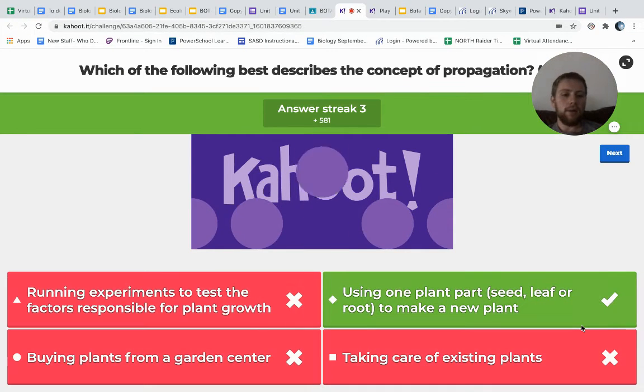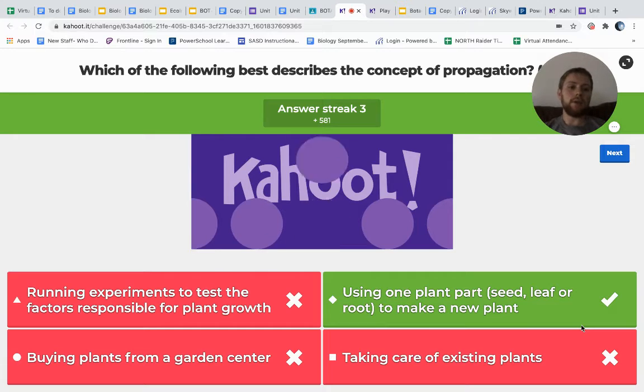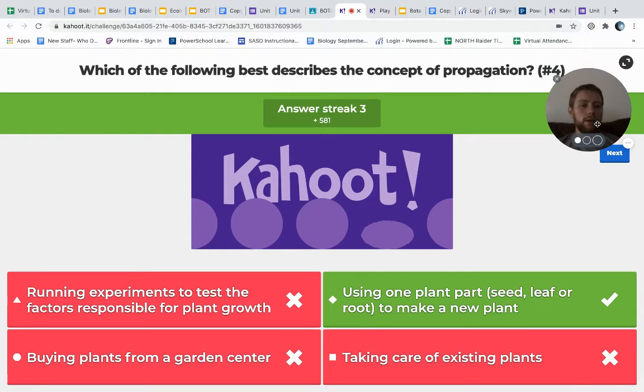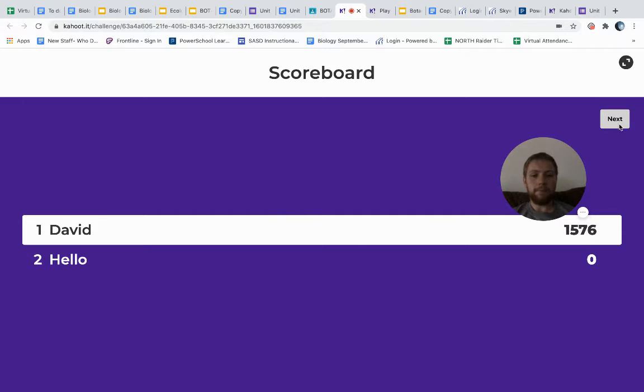Using one plant part to make a new plant part, like when we used leaf cuttings from mother-in-law's tongue and aloe vera to start growing new plants in class. So that is propagation, making new plants from existing parts of other plants. All right.